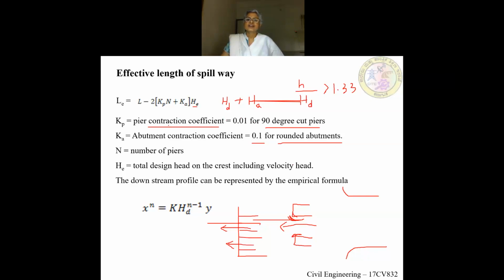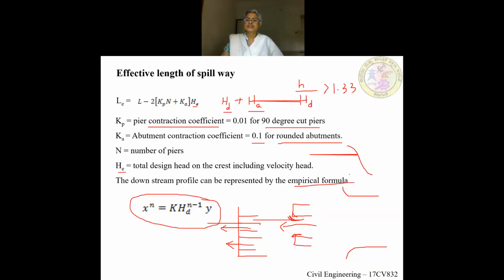This HE is equal to HD plus HA. The downstream profile can be represented by an empirical formula. You have to remember this formula. So the downstream face will be like this.